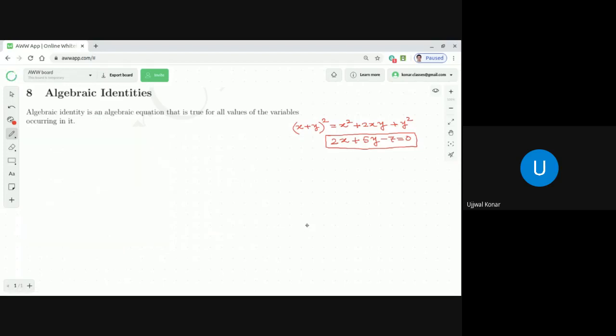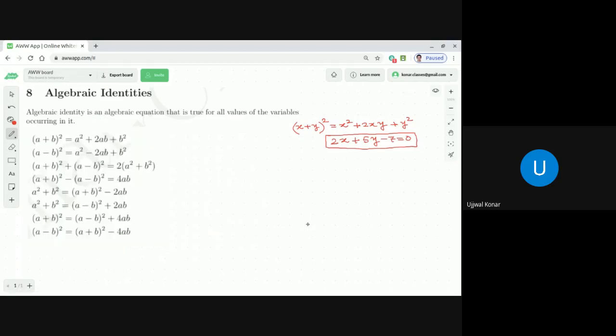This is the first set of identities. If anyone has any doubt in any of this, please do let me know. Unless you ask me a question, I'm not able to understand why it is so. I hope you understand this thing.